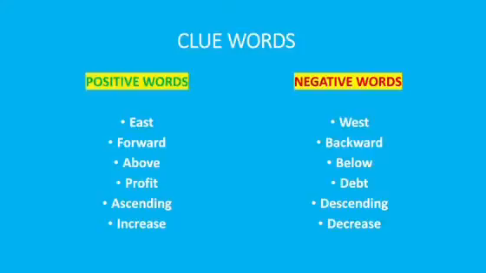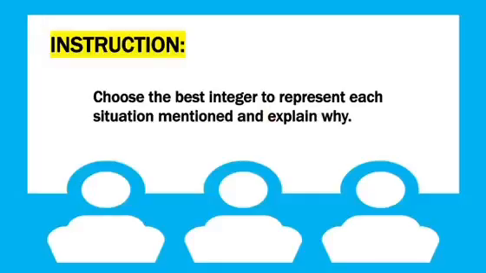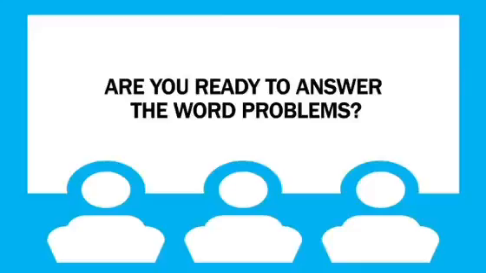Okay, thank you, Vito, for letting us know the easiest way to identify if a word problem is a positive or negative type of integer. For now, we will have an activity, and Vito will help us answer and explain further each word problem. So here's the instruction. Choose the best integer to represent each situation mentioned and explain why. Are you ready to answer the word problems, Vito? Yes, I am.